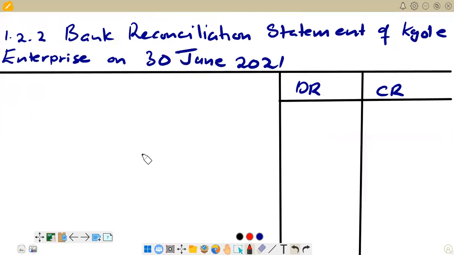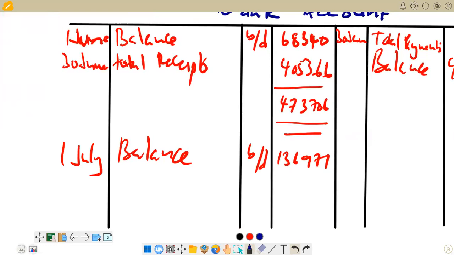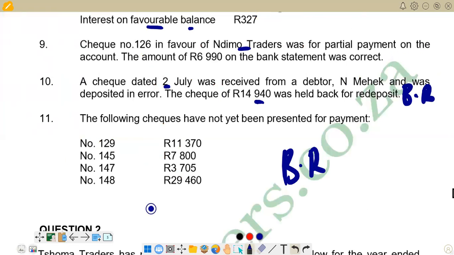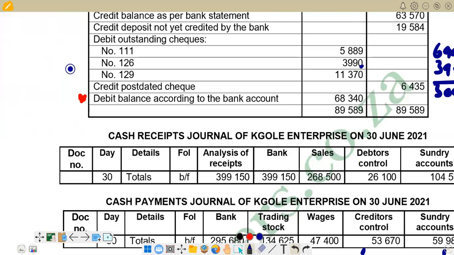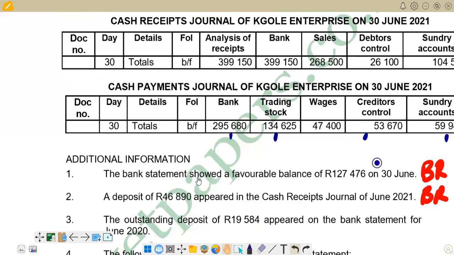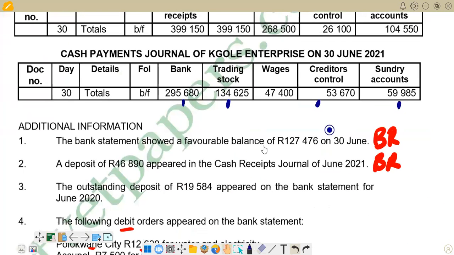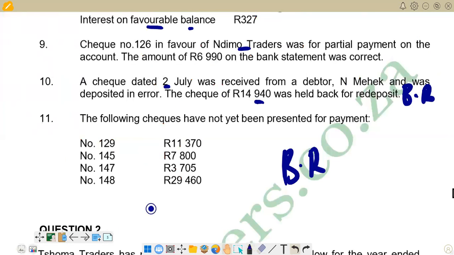This is our bank reconciliation. In our bank reconciliation, we are going to start with the opening balance that we're going to put there. We're obviously going to find that opening balance in the question. So we can go back to the question and see what balance we are starting with. I will get that balance in the additional information. We are given that the bank statement showed a favorable balance of 127,476 rands. So this is going to be our opening balance.